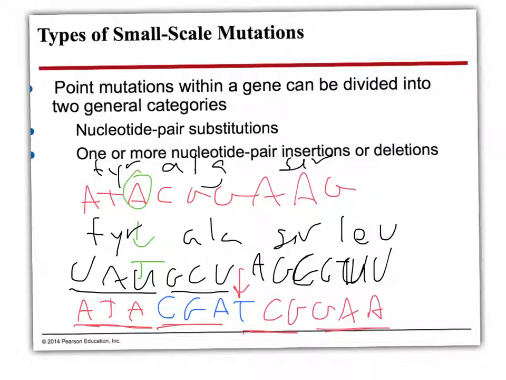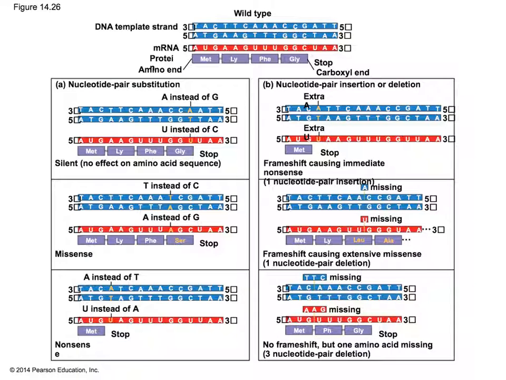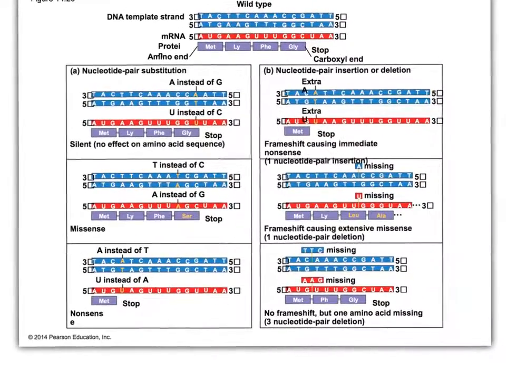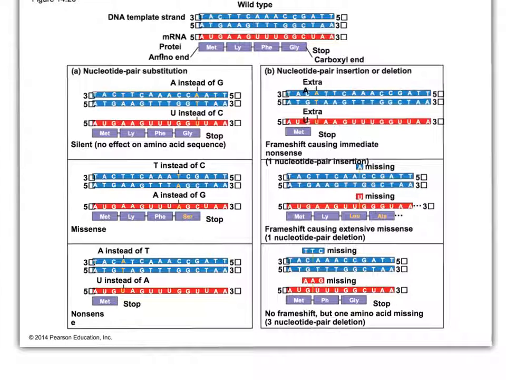All right? But typically, these insertions or deletions change the reading frame, and that is where you end up with a lot of what we call deleterious mutations. And this is showing your nucleotide pair substitution, T instead of a C. The important part of this is at the end. So there's your template strand, your mRNA, and the normal protein. You have 4 amino acids and then the stop codon.